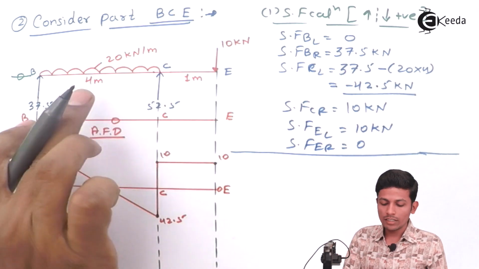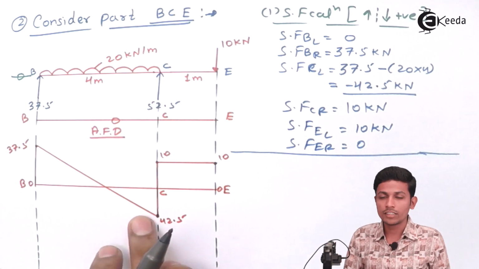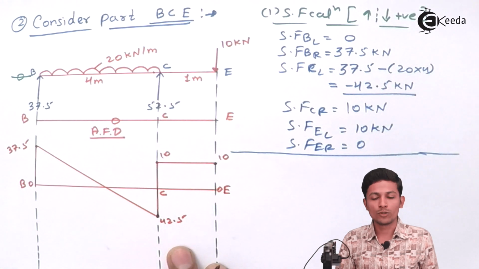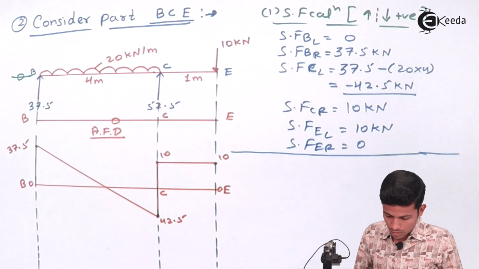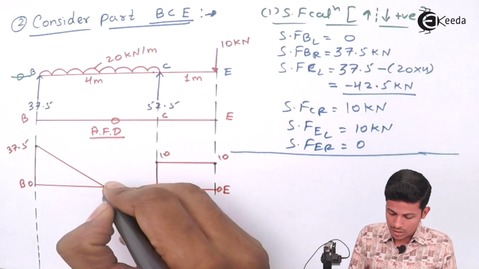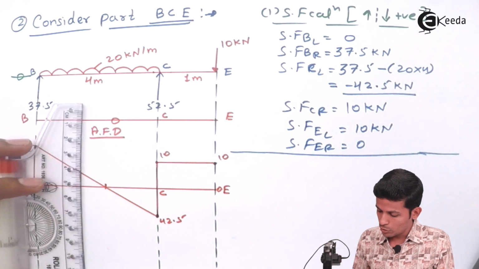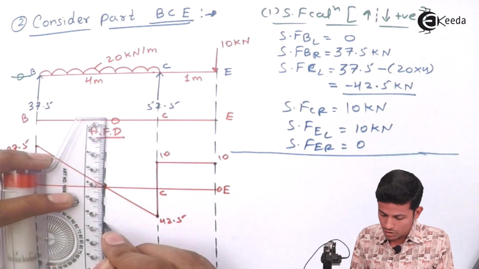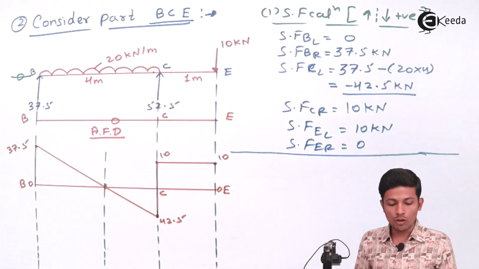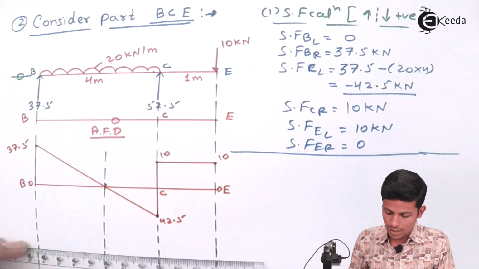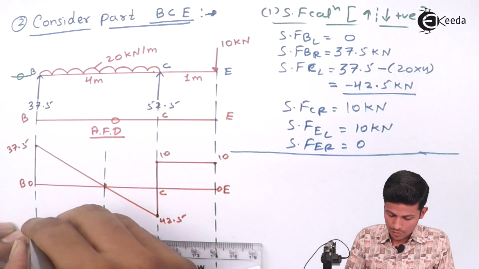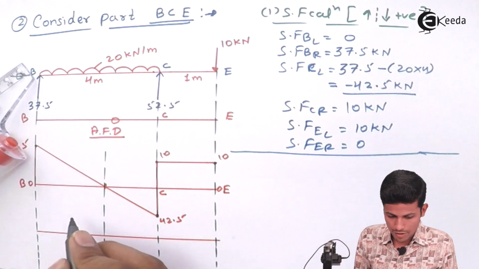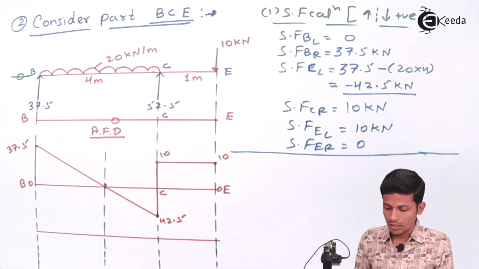Since BC part is UDL, therefore in the shear force diagram it will always come inclined, and for the bending moment diagram it will come as a parabolic curve. Now see, where the shear force is 0, bending moment will be maximum, as you all know. So draw the bending moment diagram over here. This is your SFD part. Now I'm explaining after that.